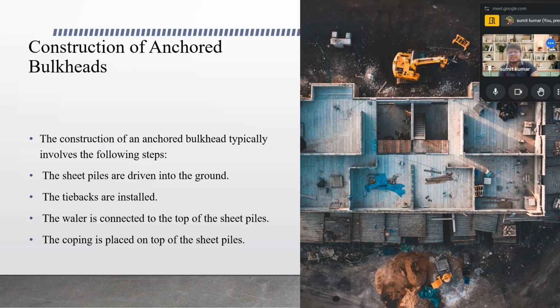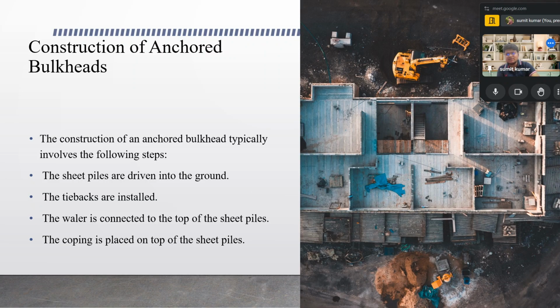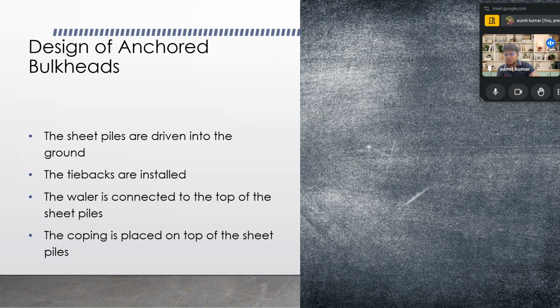Okay, as we go ahead, we see the design of the anchored bulkhead. The sheet piles are driven into the ground, tiebacks are installed, the waler is connected to the top of the sheet piles, the coping is placed on the top of the sheet piles, and the design of anchor bulkheads proceeds.